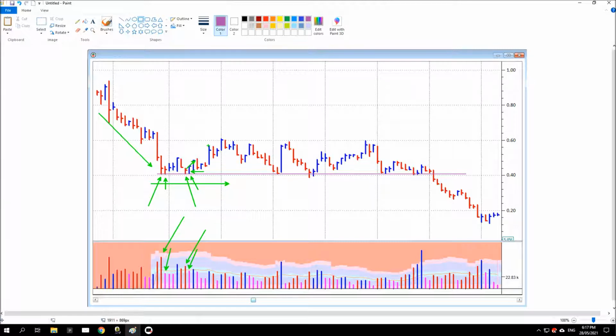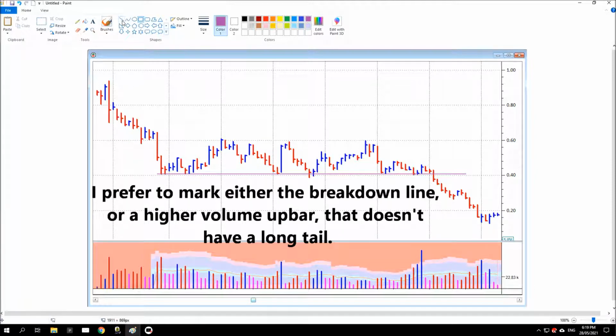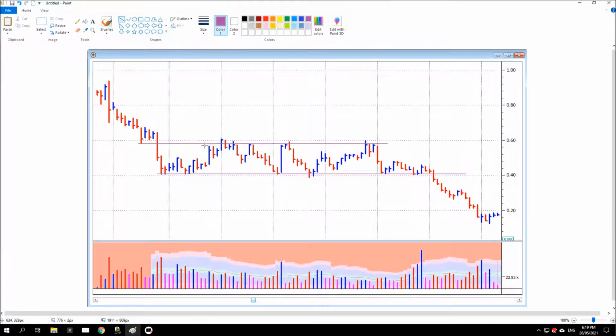Now, price then moved up into the trading range here, and you could mark that as the highs of the trading range, or you could mark the breakdown bar as the highs of the trading range. I would generally look at marking the highs of the trading range, but you can see there's both. They're both legitimate lines, which will mark the highs of the trading range.